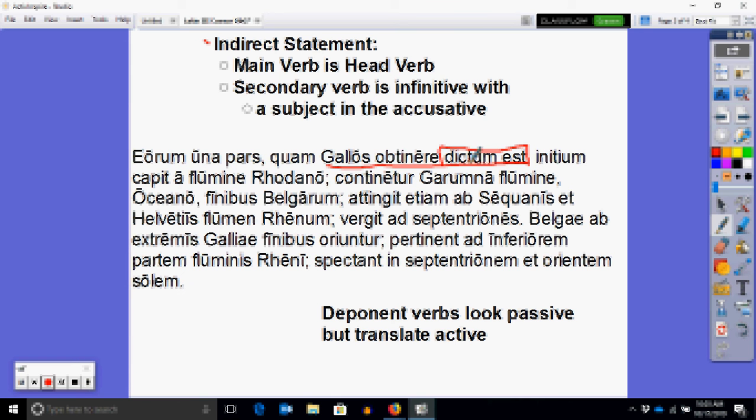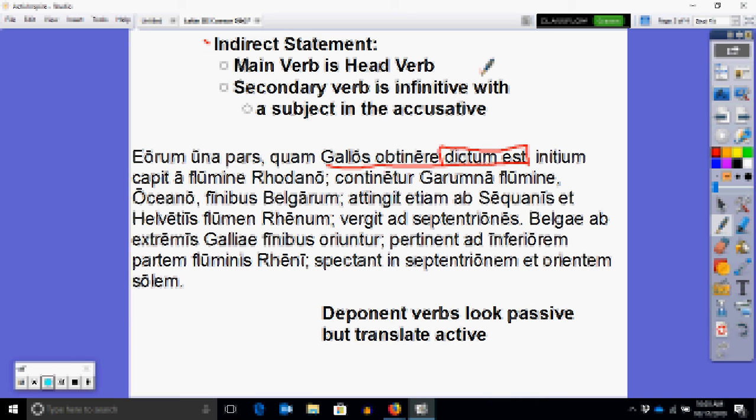Dico, dicere means to say or to speak. Head verbs are usually verbs of speaking, saying, thinking, emoting. I feel that, I think that, I saw that. Those are all head verbs. In English, we use the conjunction that and then treat the verbal phrase that follows it like normal. So I see that everybody is focused on this assignment, okay?